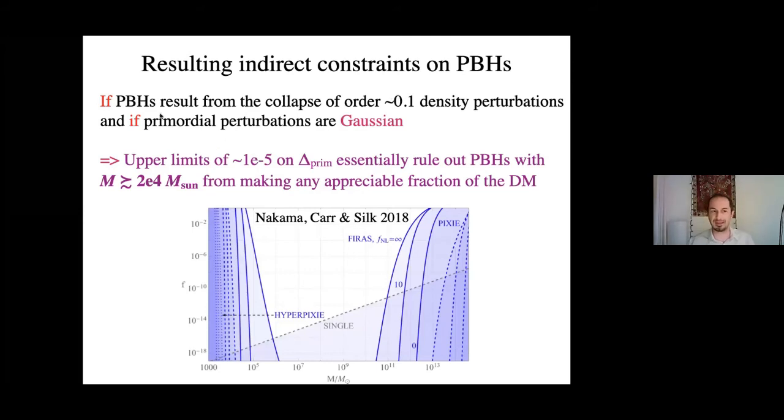So basically, if PBHs result from collapse of these density perturbations, and if these density perturbations are Gaussian distributed, then as shown in this paper, the spectral distortion limits imply that PBHs with masses greater than about 2 times 10 to the 4 solar masses, which is the mass forming at redshift about 2 million, can only make a ridiculously small fraction of the dark matter. You see here, this is the fraction of dark matter. It goes down to less than 10 to the minus 18. And it doesn't continue forever, but basically we're now heading to masses which are so large that they're ruled out for other reasons anyway. Okay, so this is the first constraint, which is an indirect constraint from dissipation of acoustic waves. And it's a constraint on very massive primordial black holes. It basically rules them out above 20,000 solar masses if density perturbations are Gaussian.